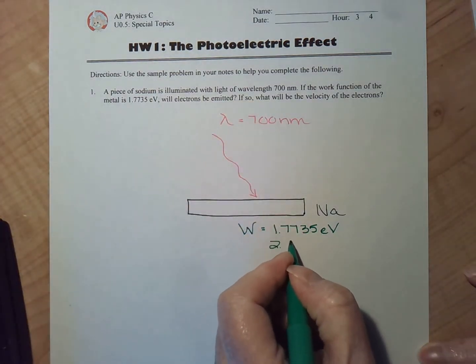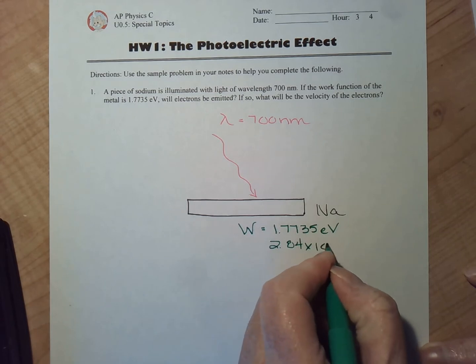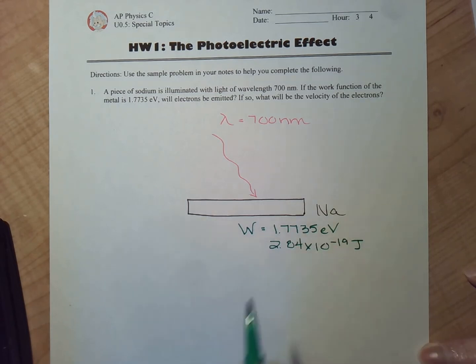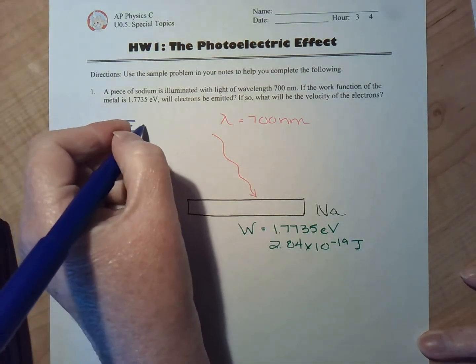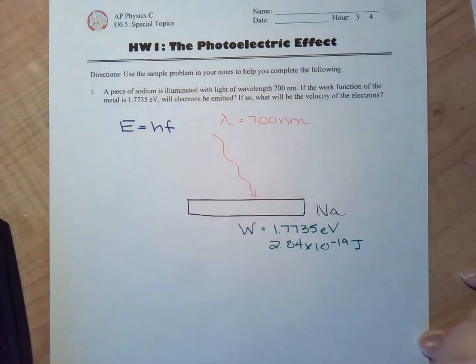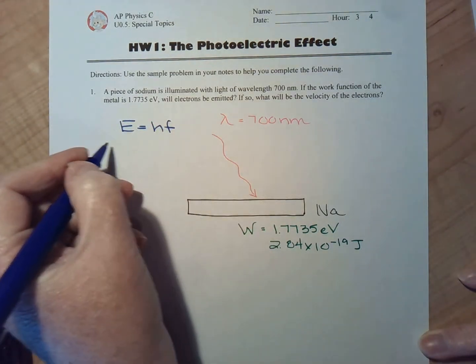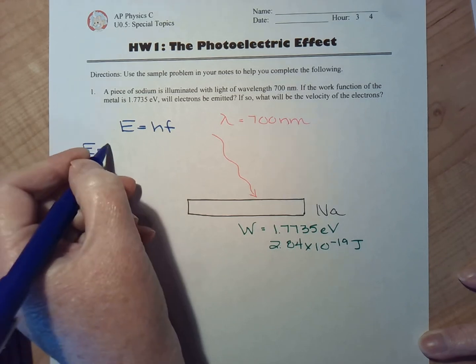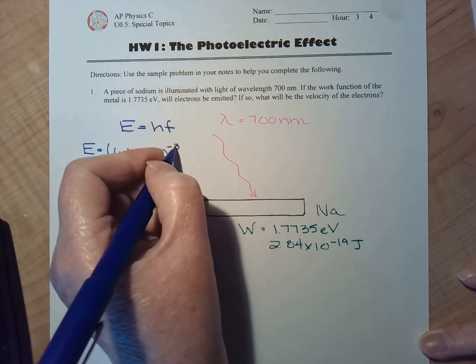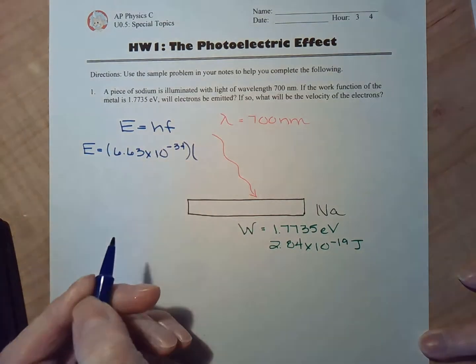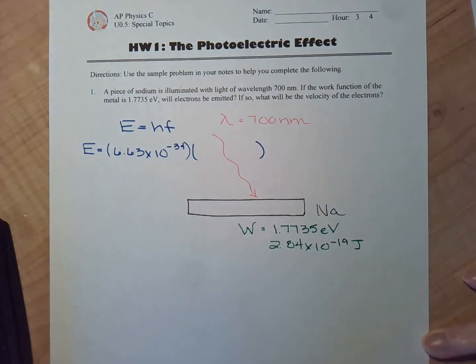So let's write that down. 2.84 times 10 to the negative 19 joules. So that's how many joules is needed to dig out the electron. Then the question is, what is the energy of our incoming light? So I'm going to write that here. E equals hf. So h is Planck's constant, which is 6.63 times 10 to the negative 34, times the frequency of the light.